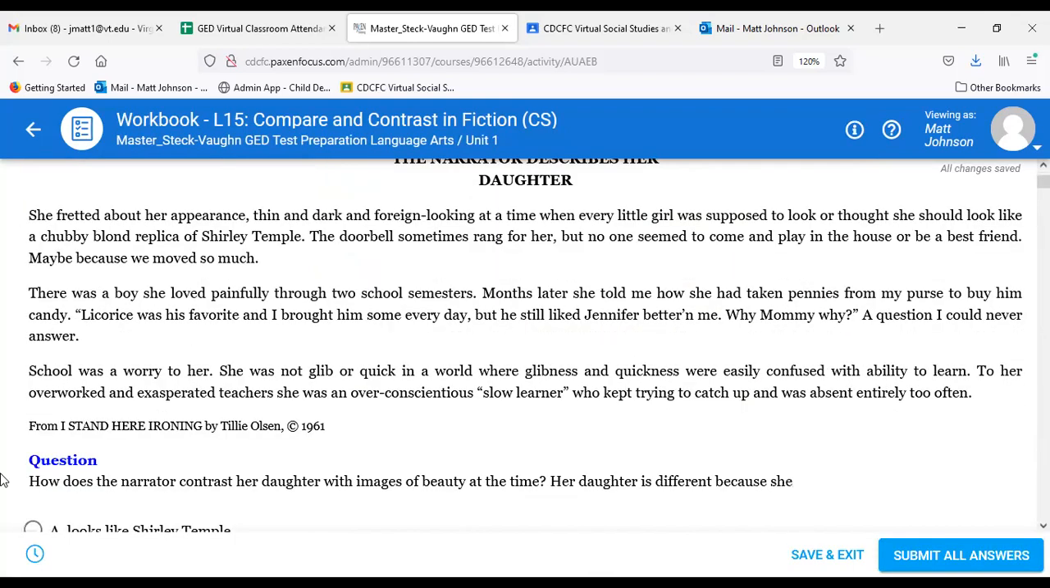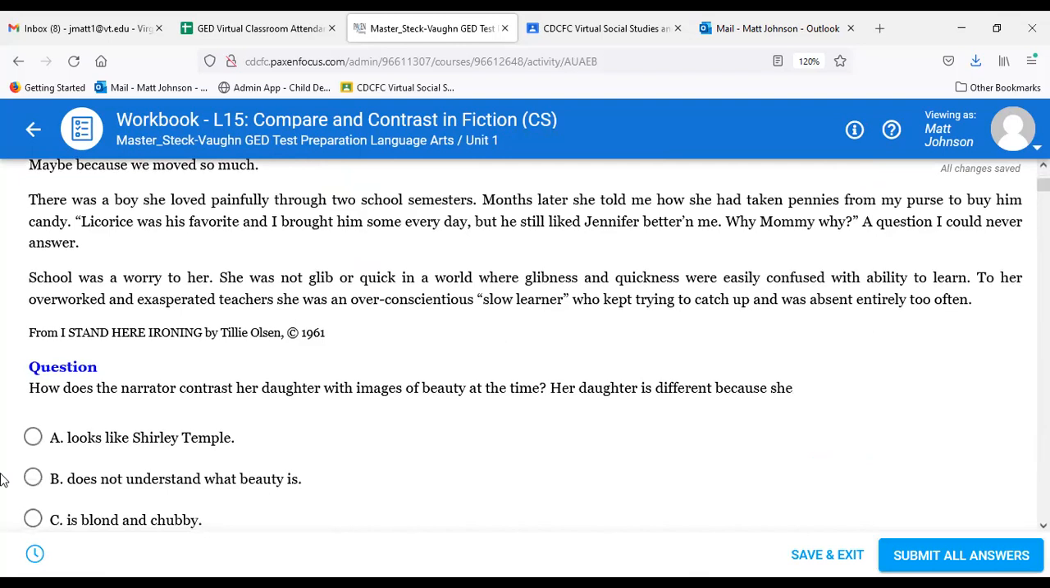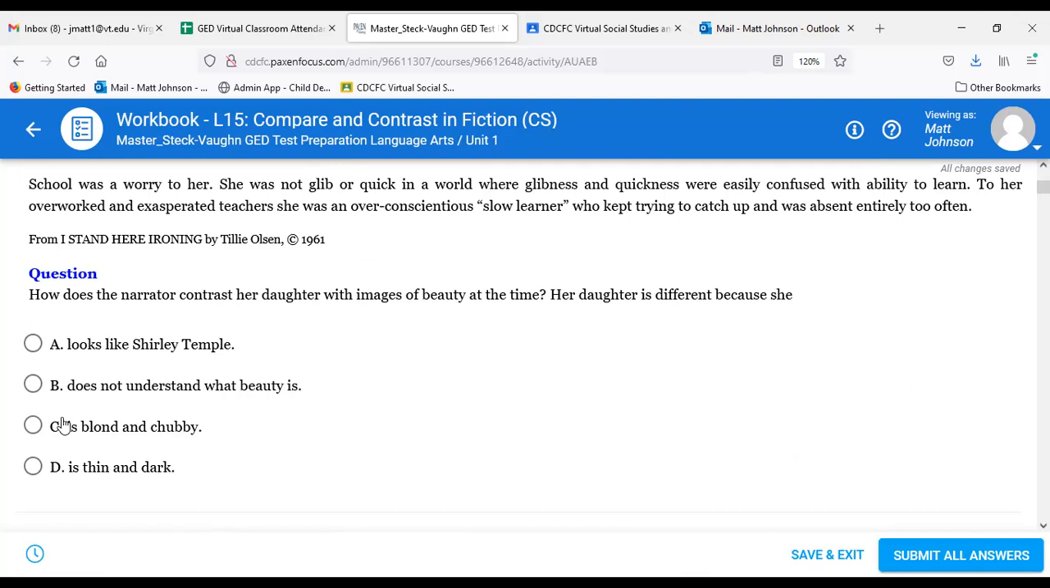Okay, and question 1. Sasha Gay, would you like to read question 1 for us? How does the narrator contrast her daughter with images of beauty at the time? Her daughter is different because she A, looks like Shirley Temple, B, does not understand what beauty is, C, is blonde and chubby, D, is thin and dark. Is it D? D. Right.